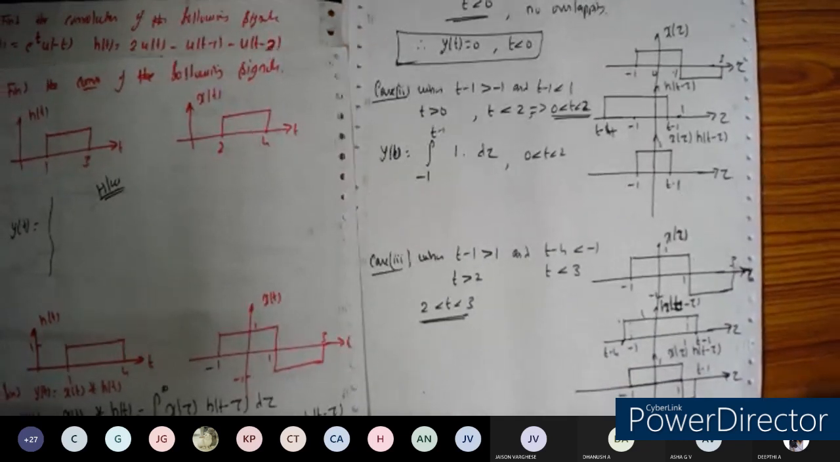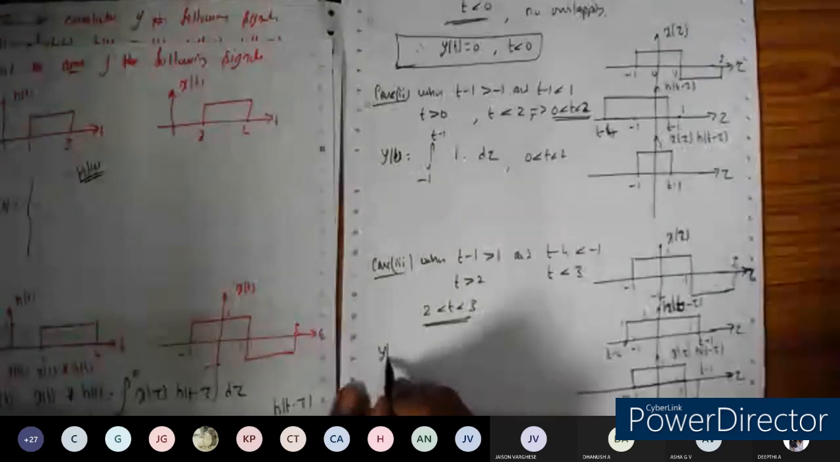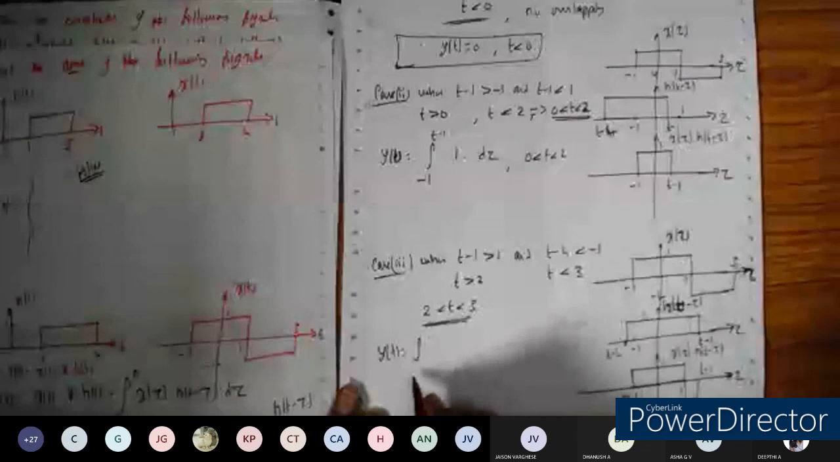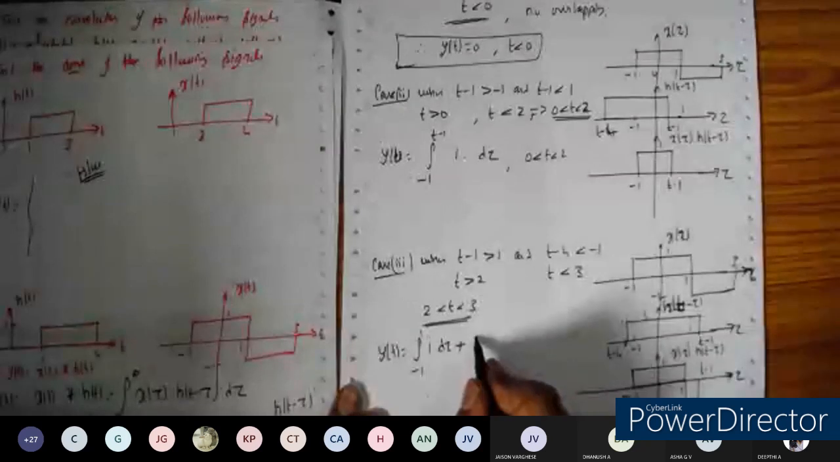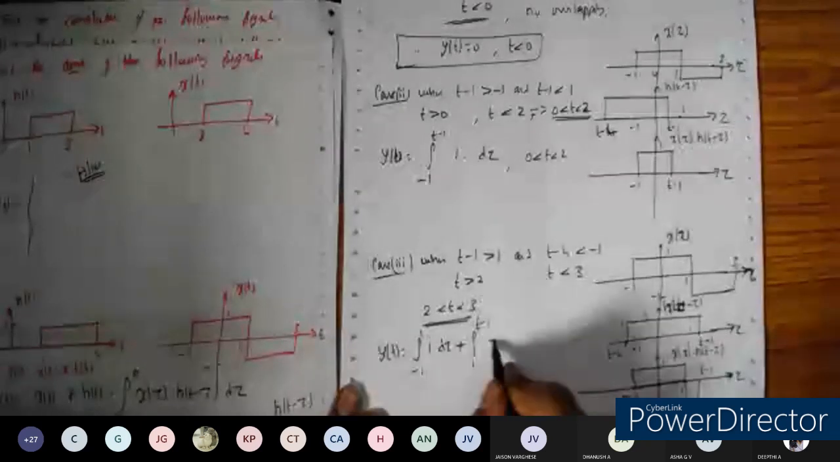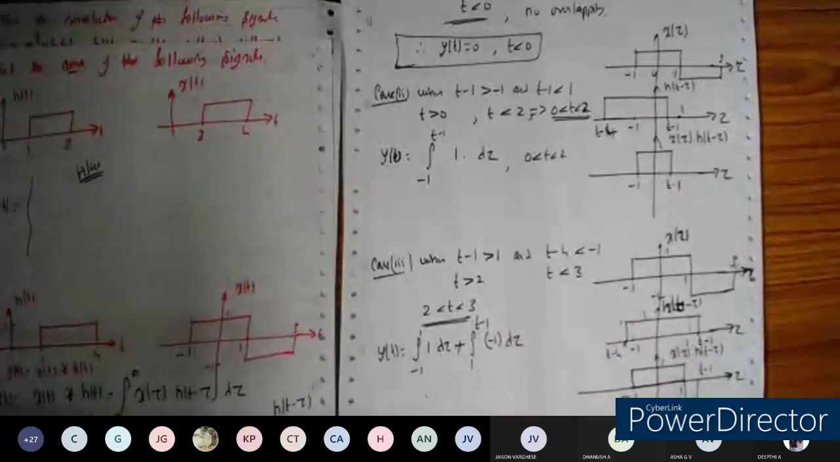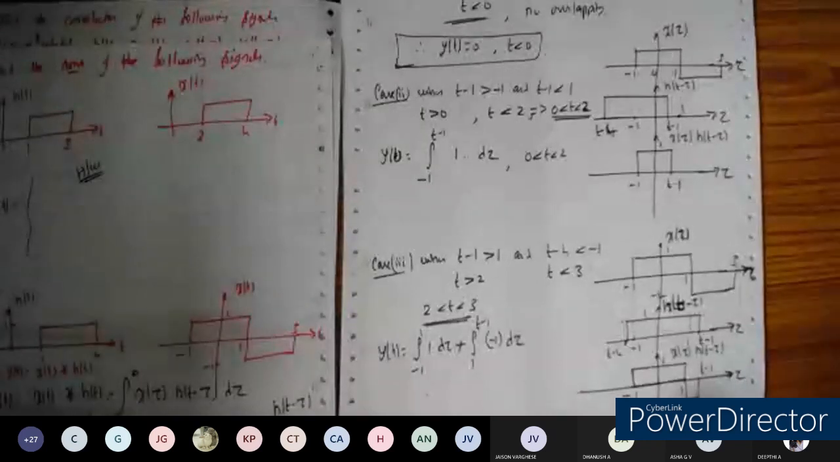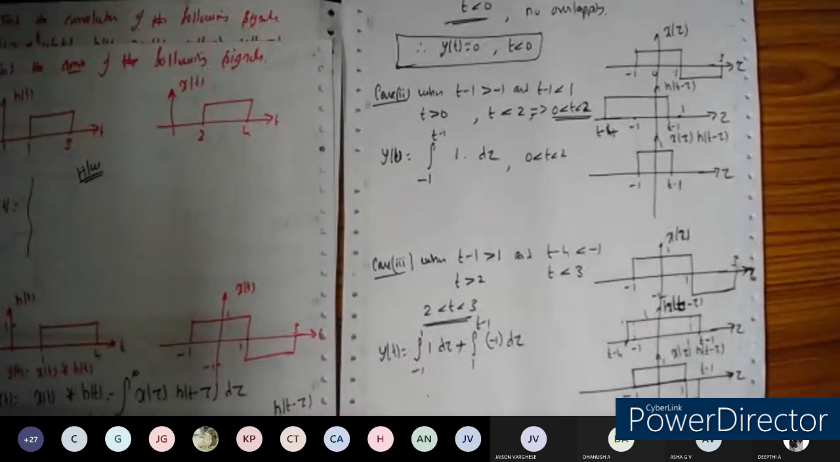We can see, right? Video clarity is there. Now let us define the convolution integral. So y of t is equal to the integral from minus 1 to plus 1 of 1 into d tau, plus the integral from 1 to t minus 1, where the corresponding amplitude is minus 1, of minus 1 d tau. So do integrate. The time interval is 2 is less than t less than 3. Find the solution, and let me know the solution in the next class.